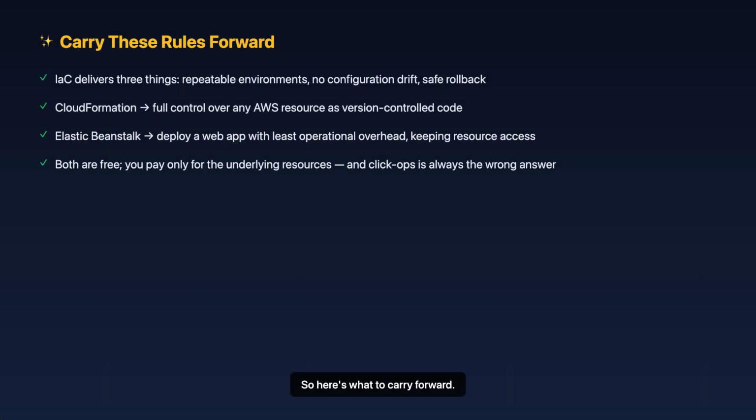So here's what to carry forward. Infrastructure as code buys you 3 things: repeatable environments, no configuration drift, and safe rollback. CloudFormation gives you full control over any Amazon Web Services resource, defined as version-controlled code. Elastic Beanstalk deploys a web app with the least operational overhead while you keep resource access. Both are free, you pay only for the resources underneath. And for Megacorp, staging and production are now the same template, so drift is impossible by design. Now let's see how well all of this landed with a quick 5-question quiz.